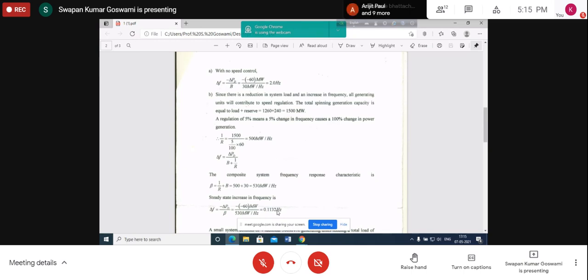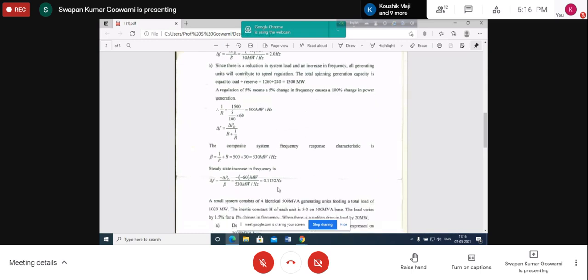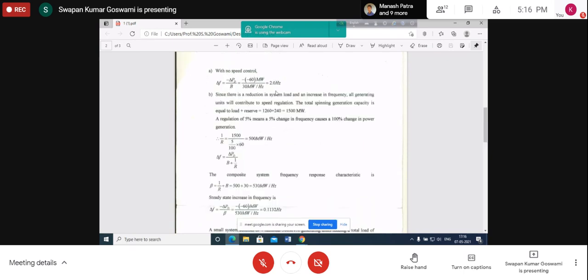Secondary control is not being applied here. We are discussing the primary control, that means through the governor, and that governor is reducing the frequency variation from 2 hertz to 0.1132 hertz. Okay, is it clear to you or not? You see the example, and can you understand the importance of the governor from this example?